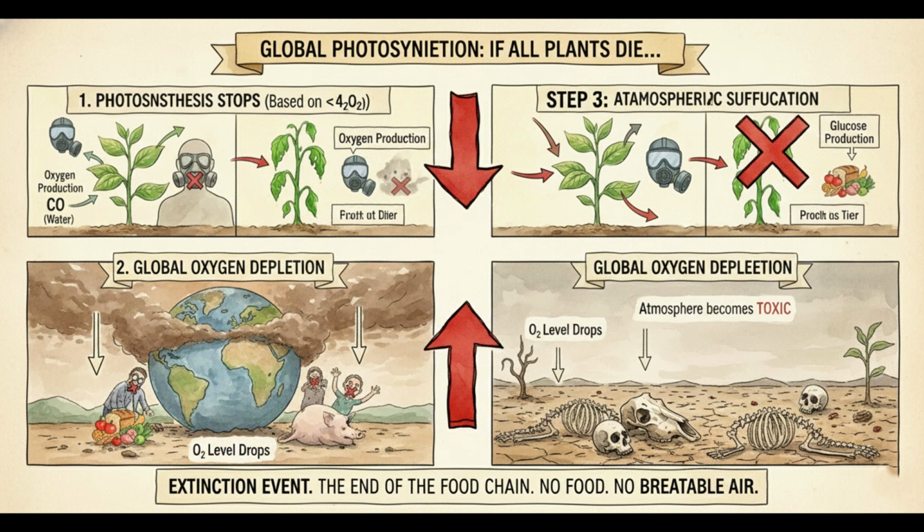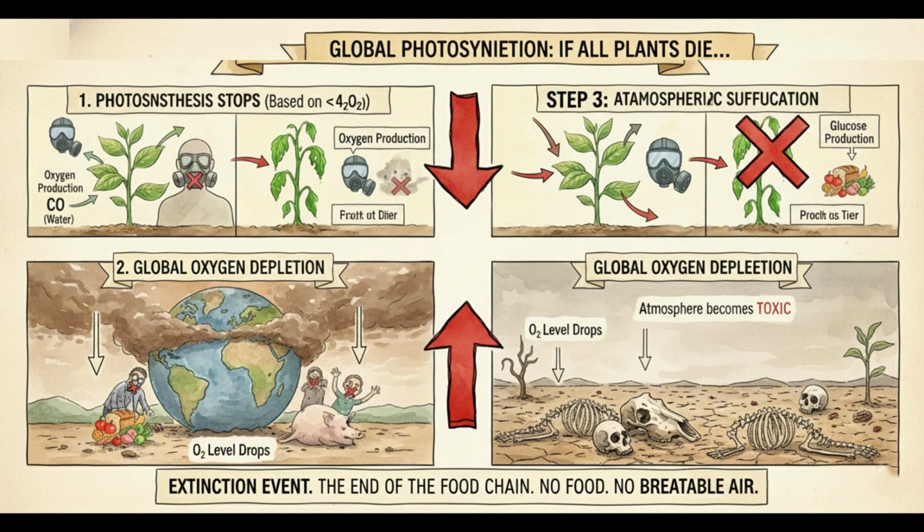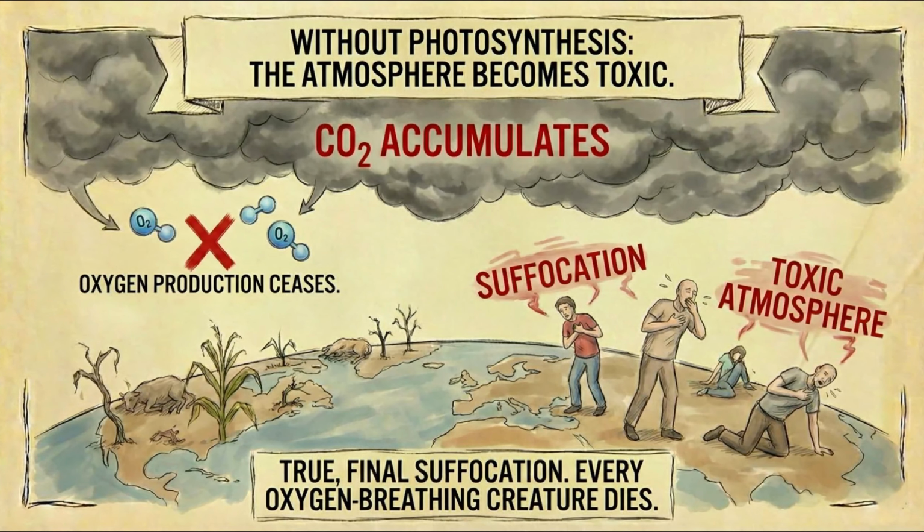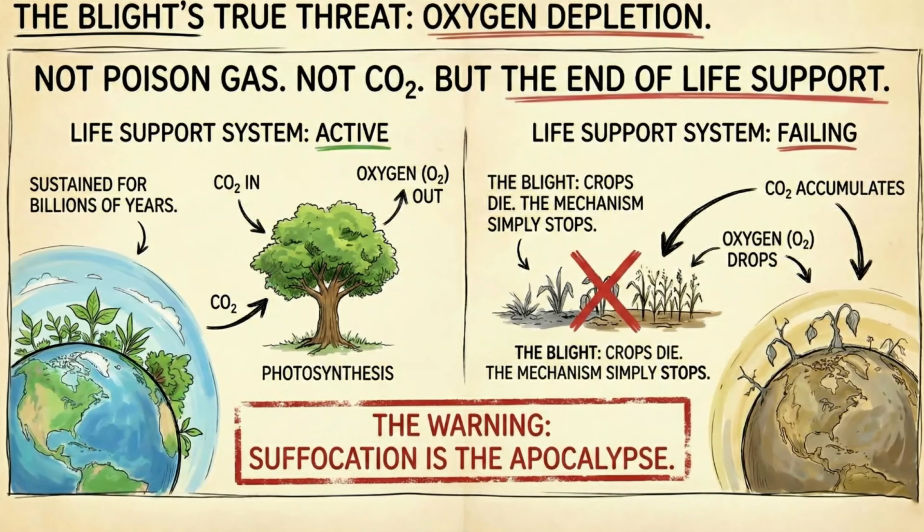Without photosynthesis, oxygen production ceases. The atmosphere stops being replenished. Carbon dioxide accumulates in the atmosphere with nothing to absorb it. And the atmosphere becomes toxic to every oxygen-breathing creature on the planet. This is true, final suffocation.